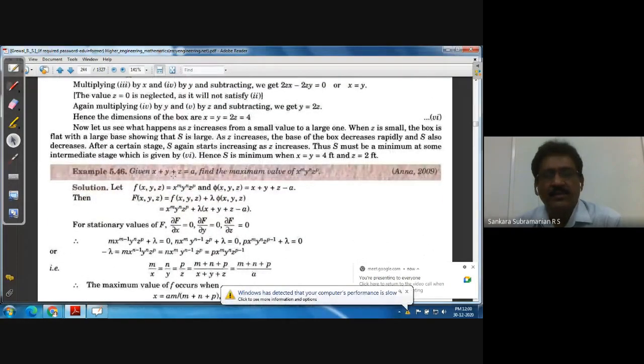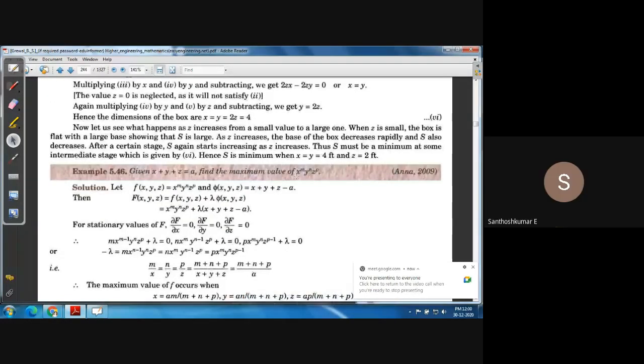x plus y plus z equal to what? Find the maximum of this one.